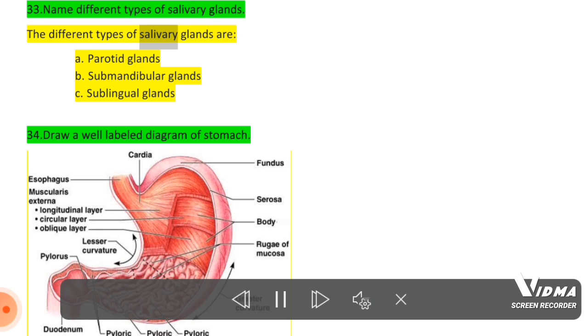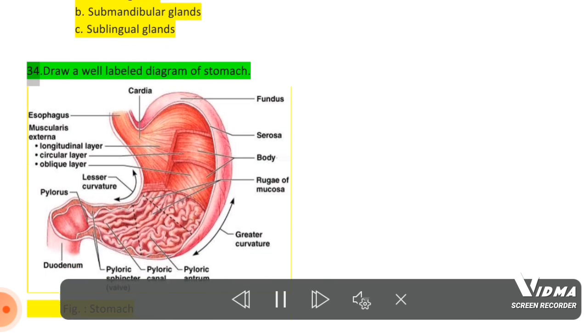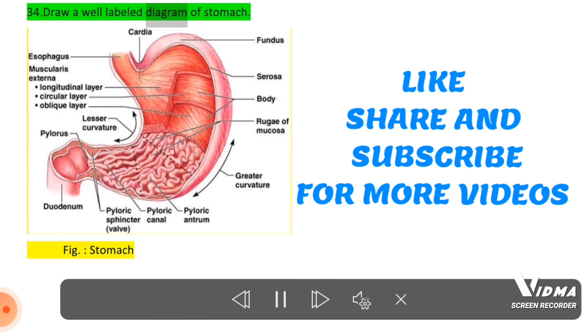33. Name different types of salivary glands. The different types of salivary glands are parotid glands, submandibular glands, sublingual glands. 34. Draw a well-labeled diagram of stomach.